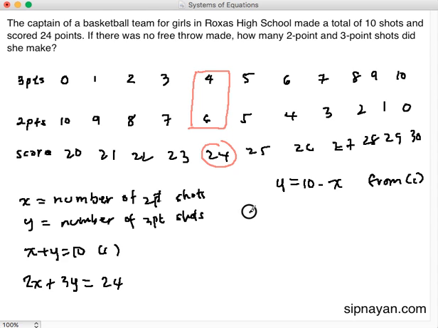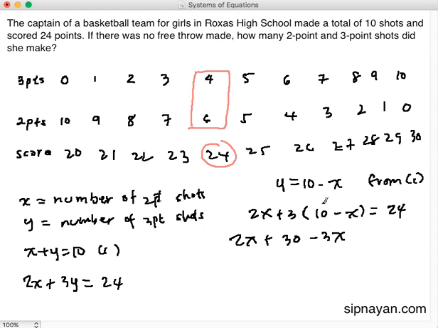So, yung 2x plus 3y instead of y, pwede natin sabihin 10 minus x because y is 10 minus x. So, pwede natin sabihin 2x plus 3 times (10 minus x) equals 24. Nagigets nyo ba? Yung y dito, sinubstitute ko yung 10 minus x dito because y is equal to 10 minus x. So, we can simplify. We have 2x plus 3 times 10 is 30 minus 3x.